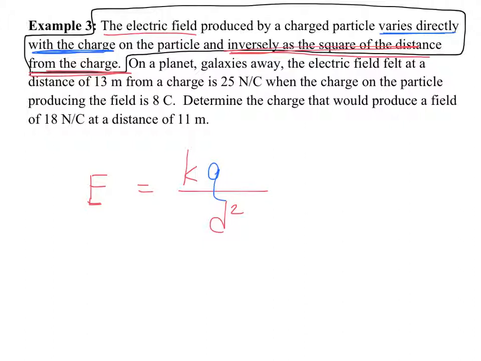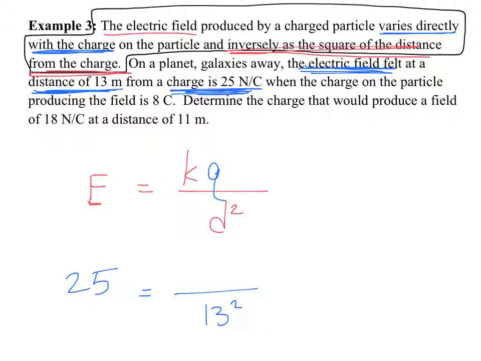Now, at this point, use your units. D is a distance, so 13 meters probably goes in for d. Does that make sense? It's easier to know where things go, or just read the problem. So let's read the second sentence now. The electric field felt at a distance of 13 meters. So right away plug in a 13 here. The electric field felt from a charge is 25 newtons per coulomb. So that's going to go in for the electric field over here. It's not the charge itself.